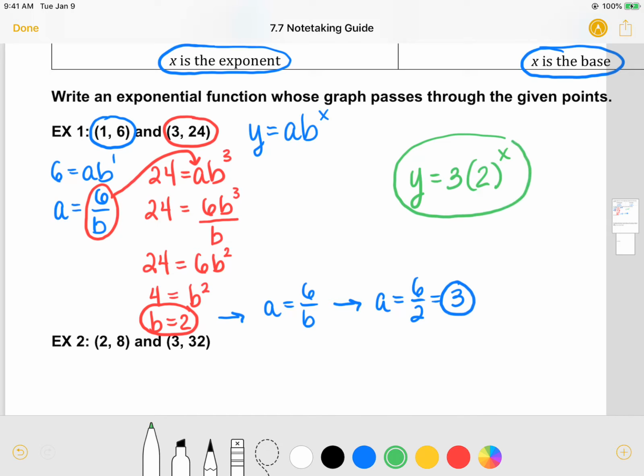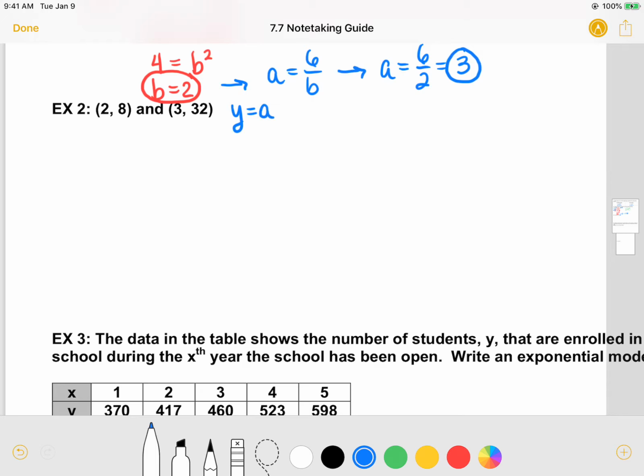We're going to look at example number 2. So again, we are using our exponential function there, which is ab to the x power. And we're going to first start off by taking this first point, 2, 8, that's on our graph, and plugging that in. So 2 for x and 8 for y. So we should write 8 equals ab to the second power.